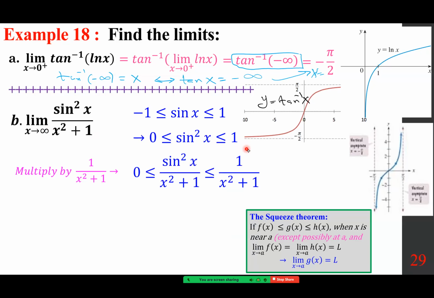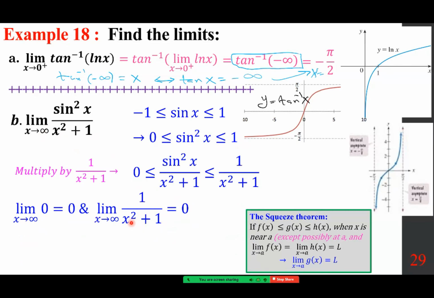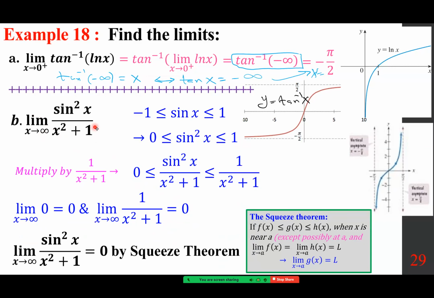Let's take a limit of this function as x approaches infinity, which is 0. Let's take the limit of this function as x approaches infinity, which is also 0. So this is 0. This one, when x goes to infinity, what happens? This goes to infinity, 1 over infinity is 0. And therefore, this limit by the squeeze theorem becomes 0. The limit of sine squared over x squared plus 1 as x approaches infinity is 0 by the squeeze theorem, ST, squeeze theorem.